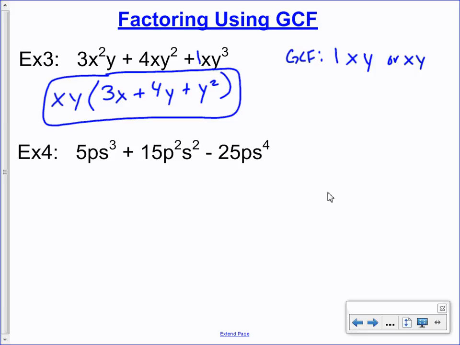Number 4. GCF, you ask yourself, what goes into 5, 15, and 25? 5 does. And for the P's, P, P, P2, and P would just be a P. For the S's, S squared, sorry, S2. There you go. A 5PS2.